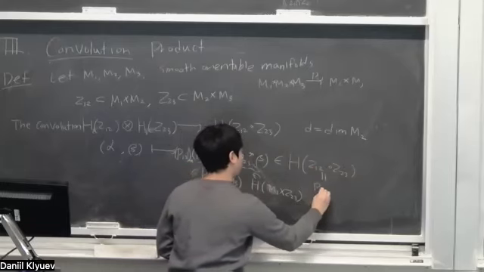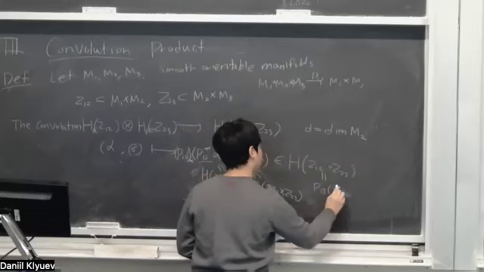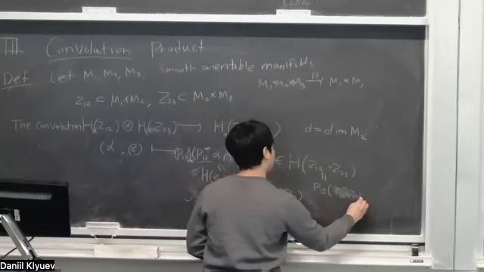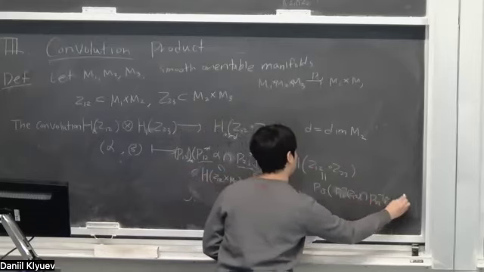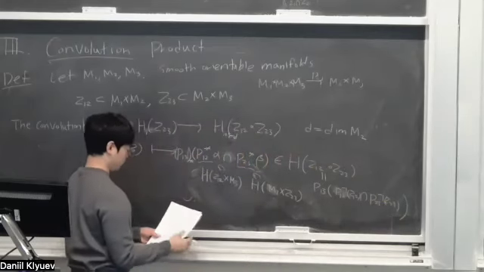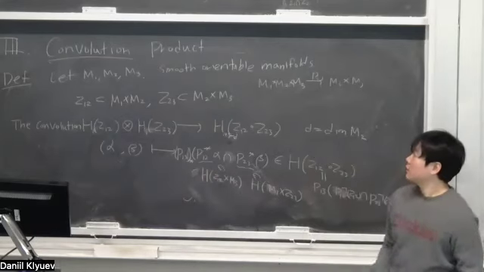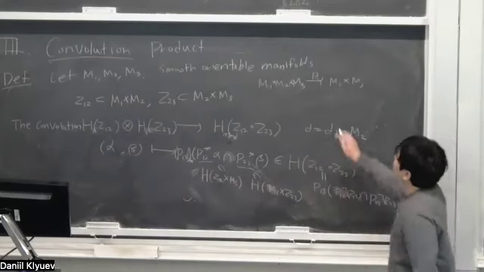So P1,3 of P1,2 inverse C1,2 intersection P2,3 inverse C2,3. Sorry, what was D here? Like H in H_i Z1, H_i Z2.